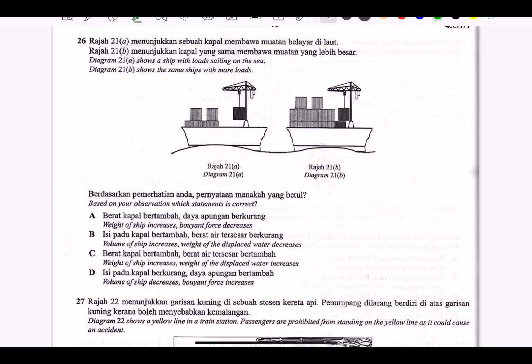Okay, 26. The same shape with more load. Based on your observation, which statement is correct? When the weight of ship increase, the buoyant force decrease. Cannot happen because the weight of the ship will be equal to the buoyant force.